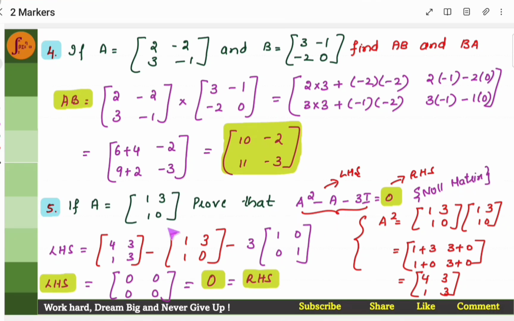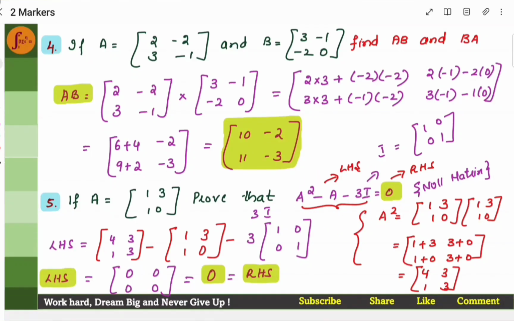So you'll have to evaluate this, right? A square, multiply matrix A 2 times, subtract with A, then subtract with 3. And I is identity matrix, right? That is, you'll have like this. You'll have the diagonal elements as 1 and the other elements as zeros, right? So 3 times of identity matrix here, 3 times of I. So solve this. And you have to get a null matrix, that is matrix with all zeros. That's when you can say that this particular expression is proved, is true.